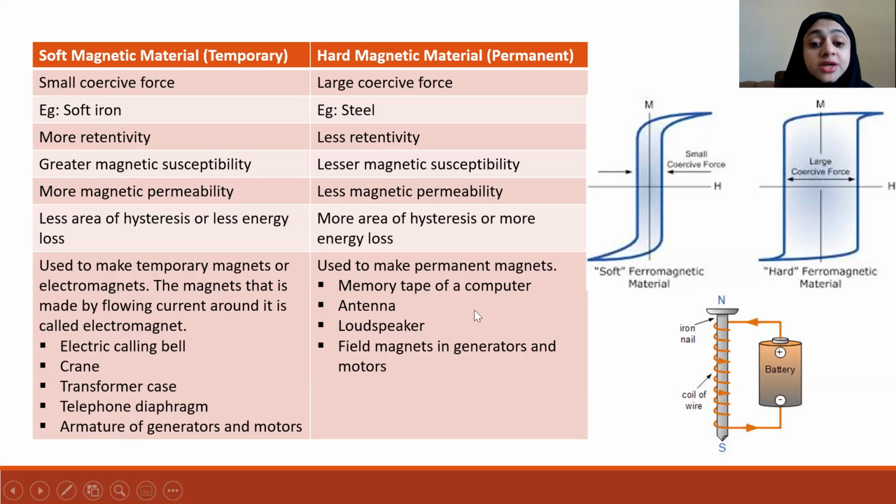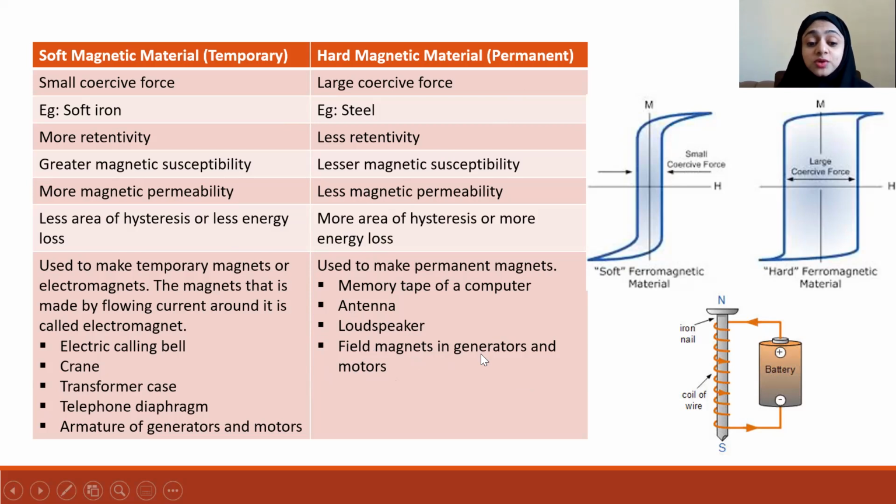while hard magnetic materials are used to make permanent magnets, which are used in the memory tape of a computer. So once it is magnetized, to store that data almost permanently, it should be a permanent magnet or hard magnet. So inside the memory tape of a computer, what you have is hard magnetic material. An antenna, which should remain as a magnet for a longer time, and also a loudspeaker uses permanent magnets, and the field magnets in generator and motor.